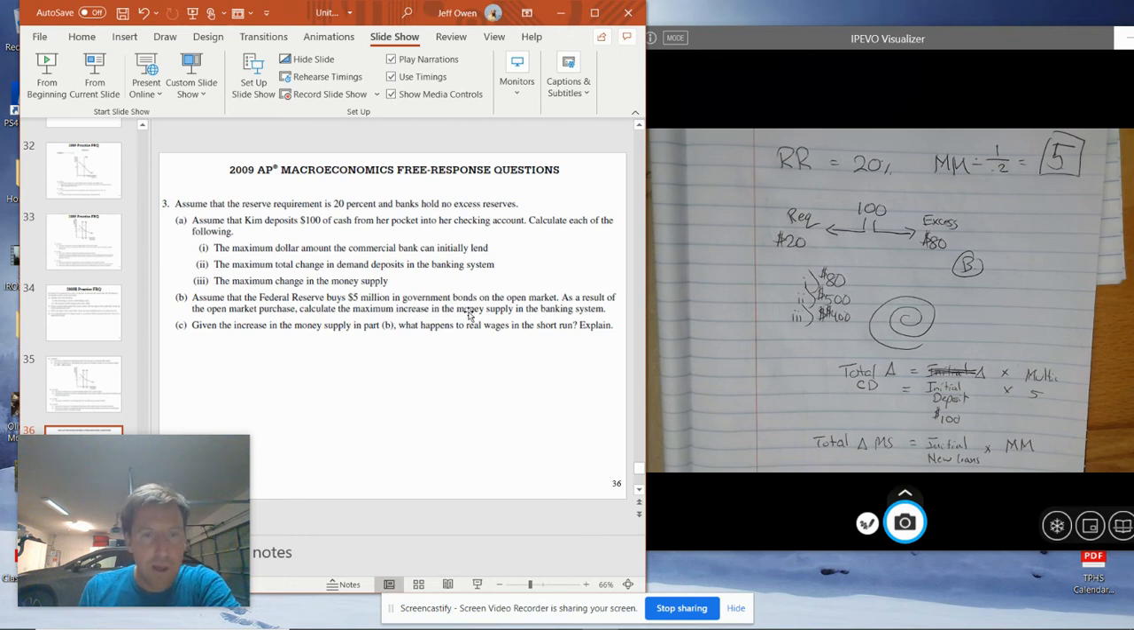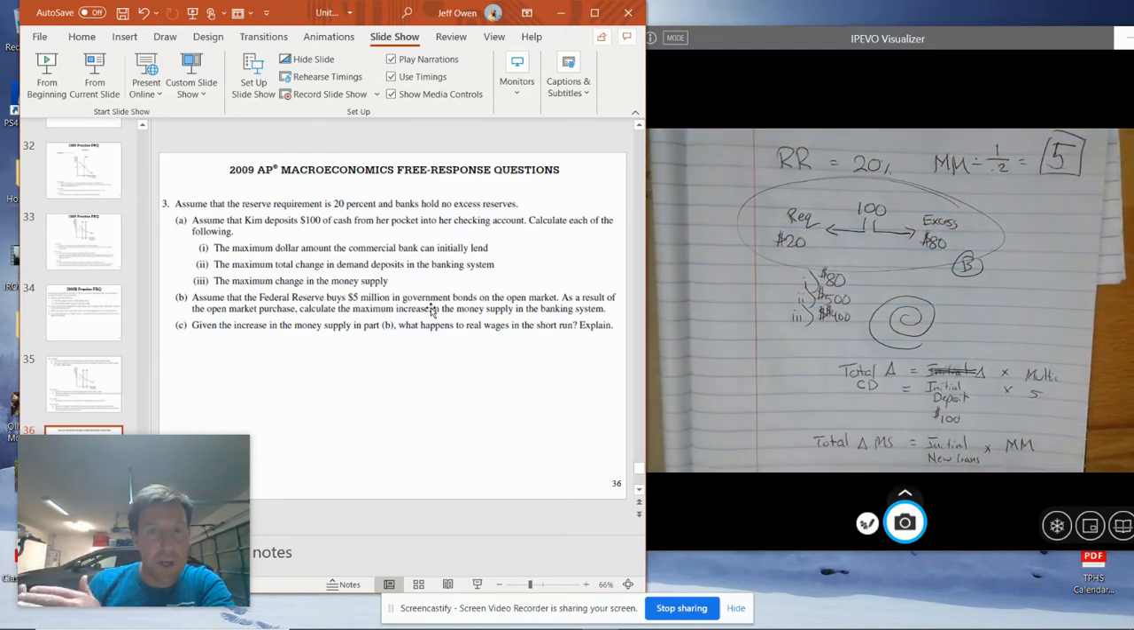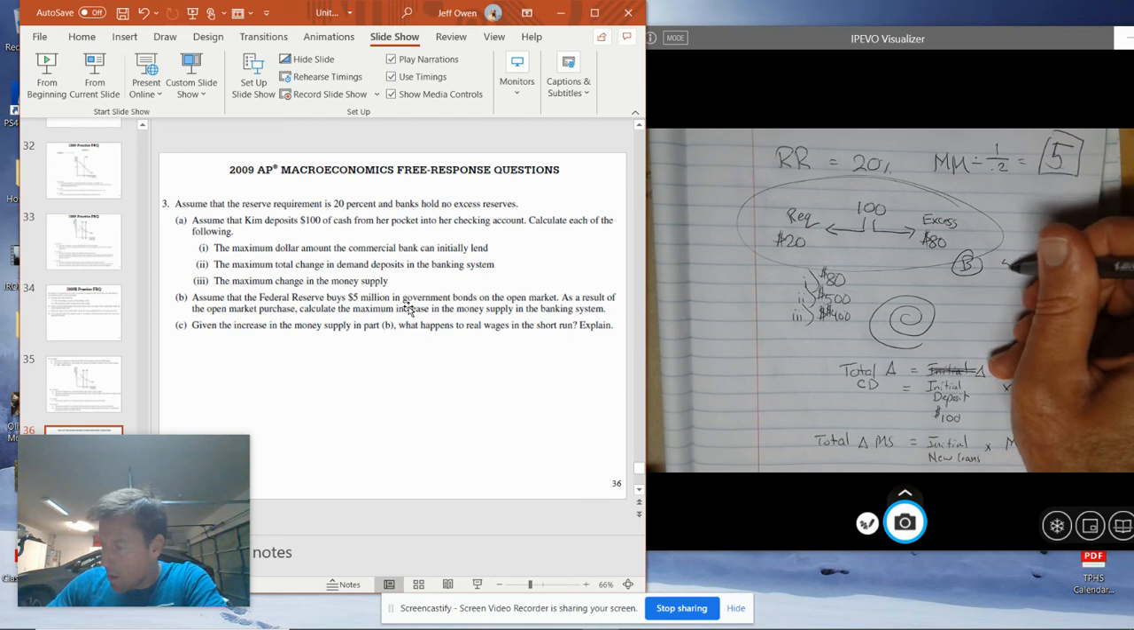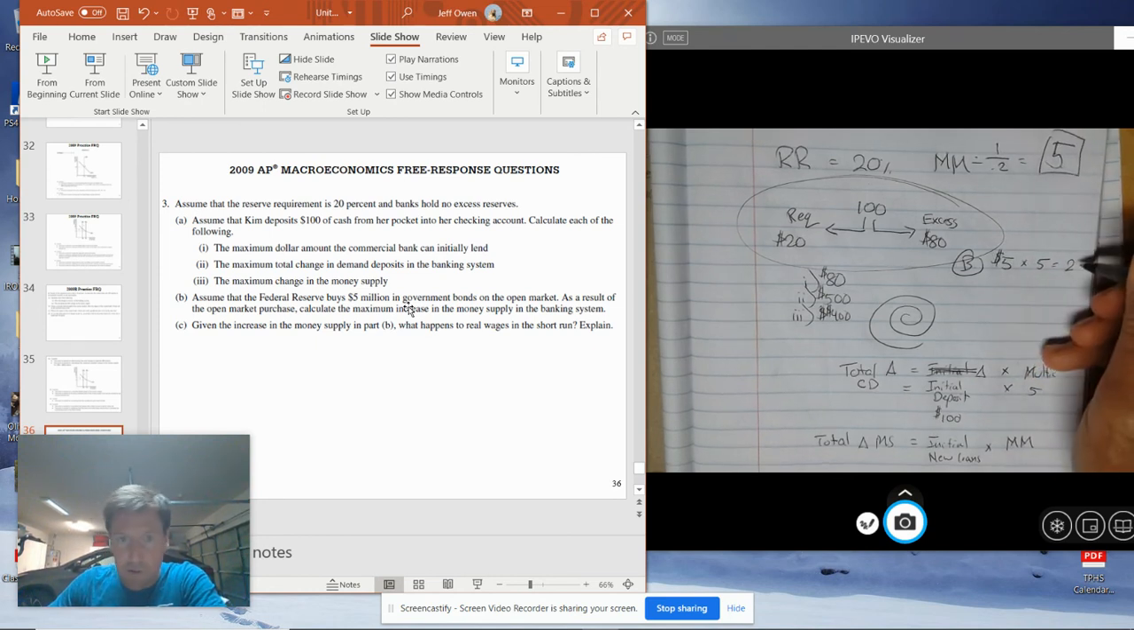All right, money supply. So if they buy bonds, we don't have to deal with any of this, right? Because it's not going into the checkable deposits. When you buy a bond, it goes straight into the excess reserves because the Fed is not putting money into the bank. They're buying an asset from the bank. So it's getting exchanged from being an asset recorded in your T-chart to an excess reserve in your T-chart. So if the Fed buys 5 million, and our money multiplier is 5, then the total change in the money supply is going to just be 25 million bucks.